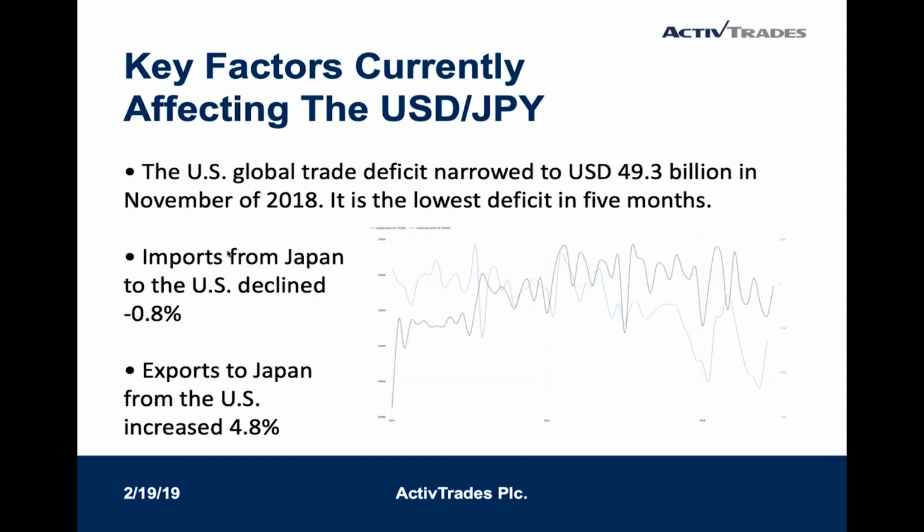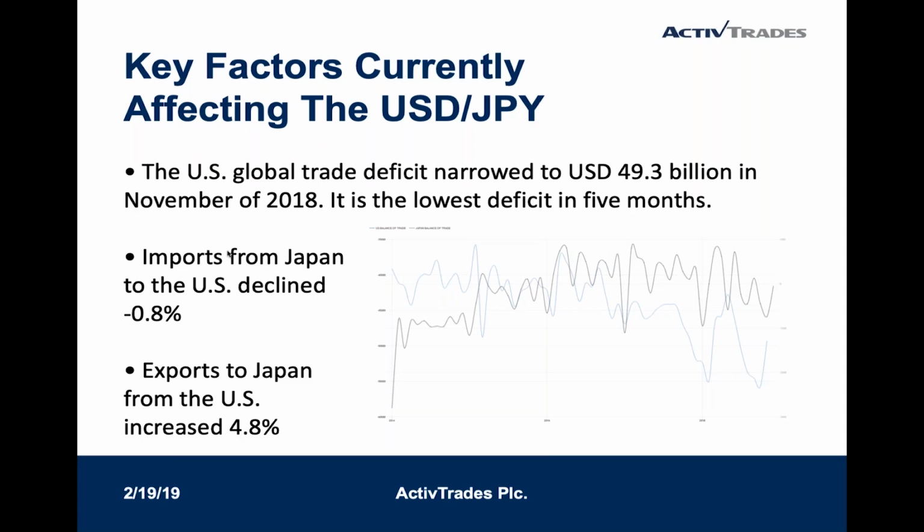The US global trade deficit narrowed recently. So in November 2018, it was down to its lowest deficit in 5 months. It says here that the imports from Japan to the US declined just under 1%, whereas the exports to Japan from the US increased 4.8%. So that's quite a big shift. You've got Donald Trump saying about making America great again, buy American. He obviously also wants to export to the rest of the world.